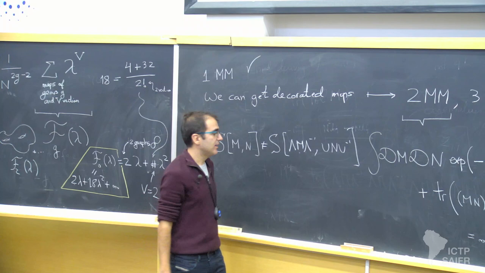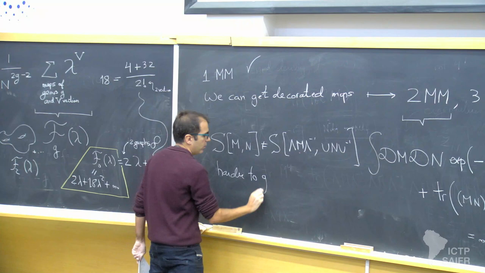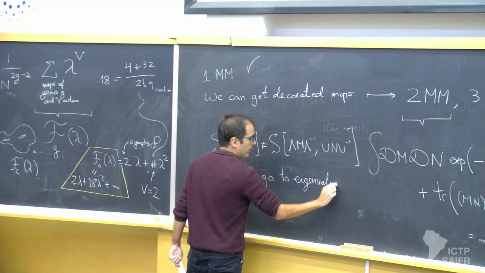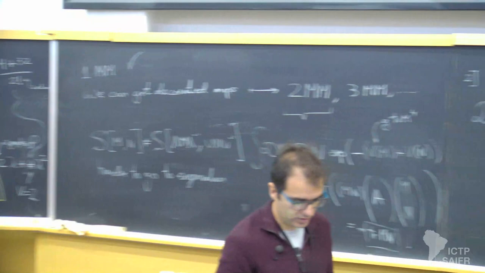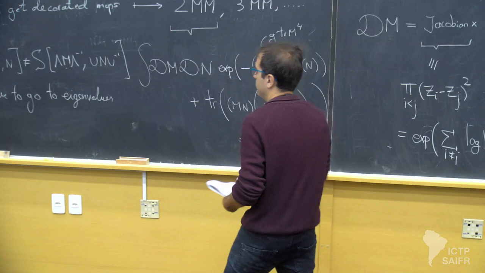Okay? So it's harder to go to eigenvalues. It's not impossible, but it's harder. So Kazakov solved this problem. So it's possible to go to eigenvalues. It was a much more complicated solution. It took many years after people solved the first matrix model, but it's possible to do. So it's harder, it's possible.